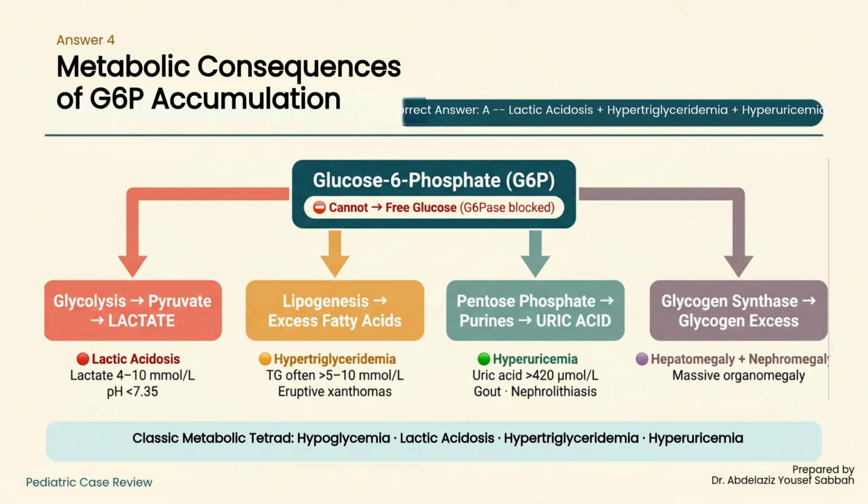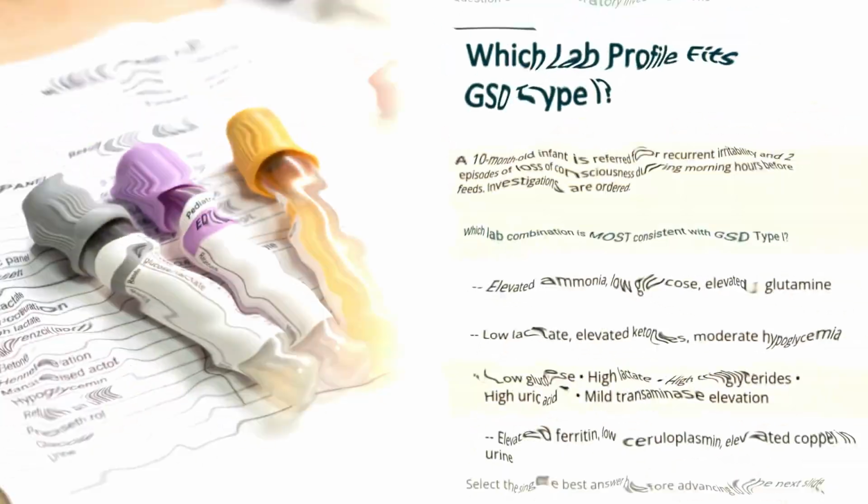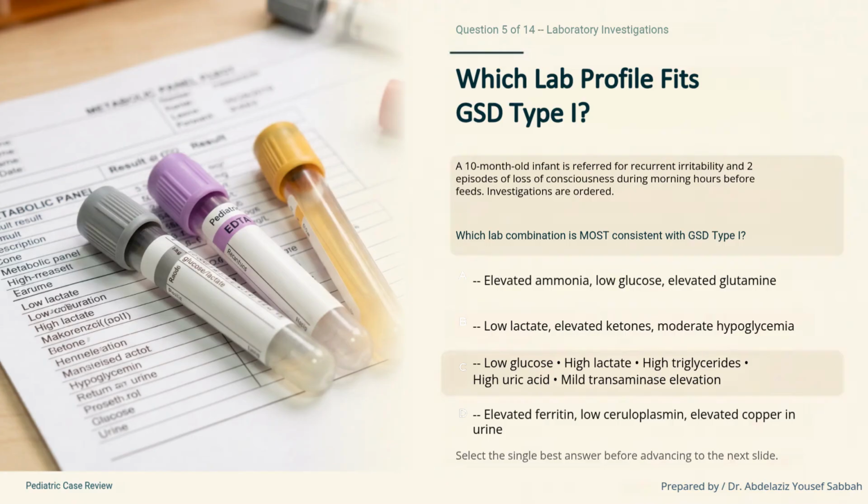Together with the underlying hypoglycemia, this gives the classic metabolic tetrad: hypoglycemia, lactic acidosis, hypertriglyceridemia, and hyperuricemia. Question 5. A 10-month-old infant is referred for recurrent irritability and 2 episodes of loss of consciousness during the morning hours before feeds. Investigations are ordered. Which laboratory combination is most consistent with glycogen storage disease type 1?